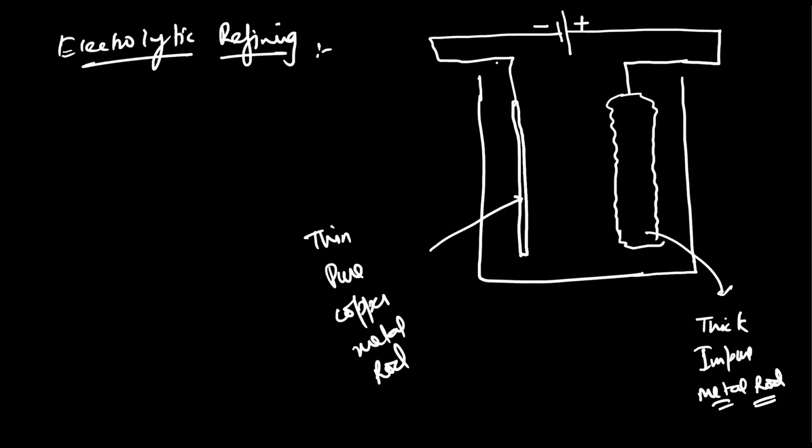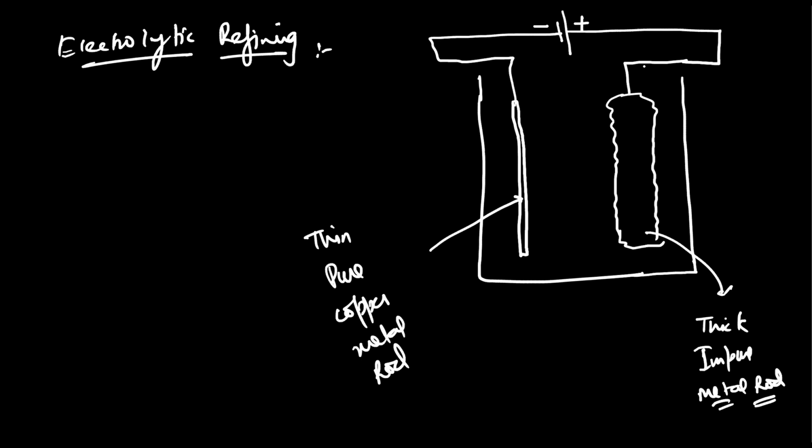Many times the question is asked that during electrolytic refining, which metal rod is made the anode, impure or pure? You have to keep in mind that the pure metal is made the cathode, and the impure rod which you need to purify is connected at the anode, with the positively charged terminal. Okay, you understood?